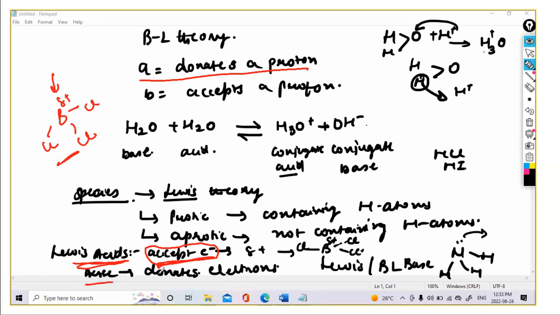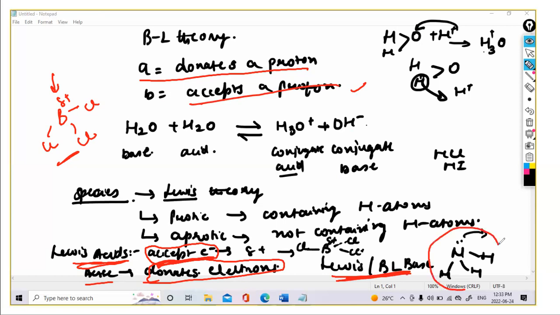What is a Lewis base? It will donate an electron. So a Lewis base is something that can donate an electron, right? And if you see, it will accept a proton. So Lewis bases and Bronsted-Lowry bases are the same.